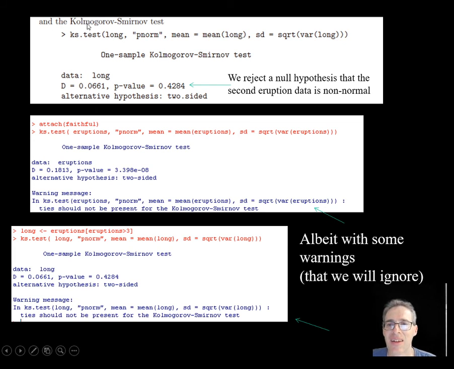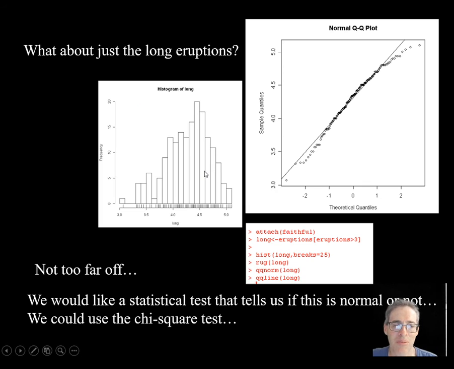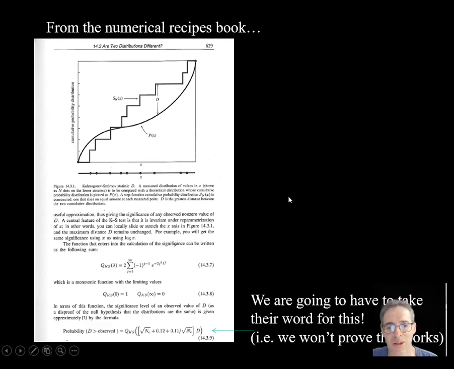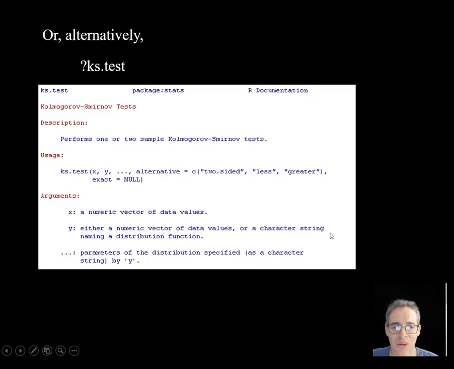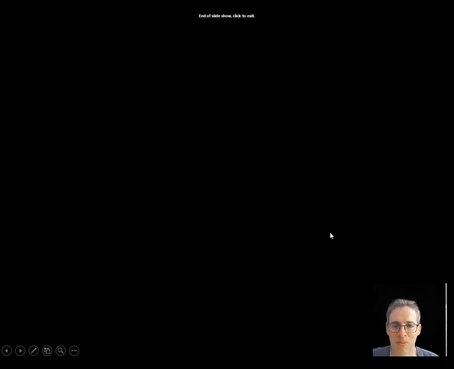So I say use the KS test just on my long data, and check to see whether it's normally distributed with the mean and the standard deviation of these data. This kicks back a p-value of 0.4284. It does give us some warnings. It says that there are some ties, and R is complaining that the p-values are only approximate with these ties. But on the other hand, the p-value is pretty large, and I'm pretty confident just looking at these data that they are normally distributed. So in this case, I'll ignore the warnings and move on.